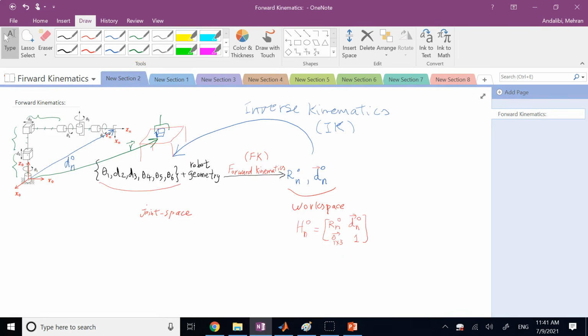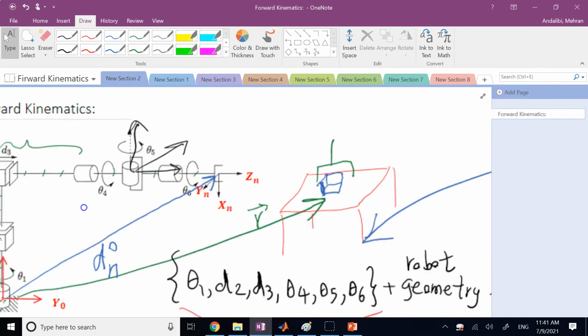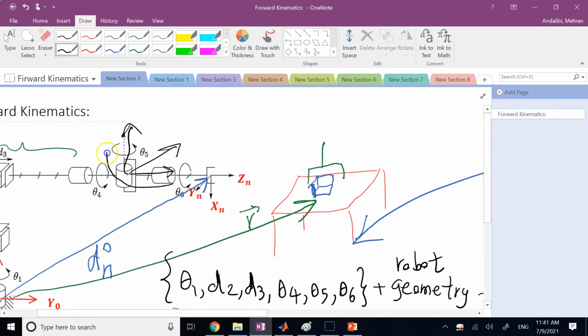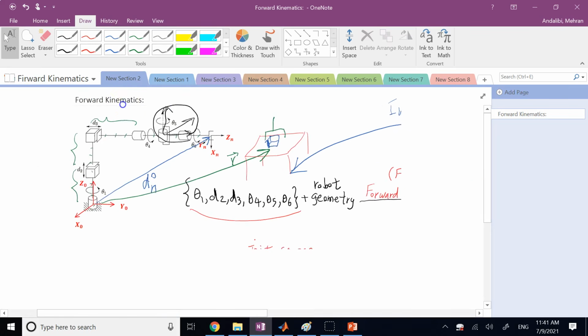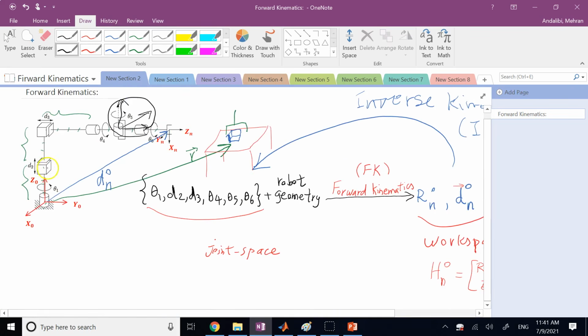Like, for example, if I have some coordinate frame here, what is the position and orientation of that frame, whatever it is, let's say frame 5 or frame 4, with respect to maybe this frame?